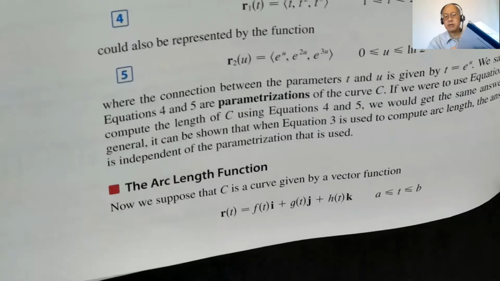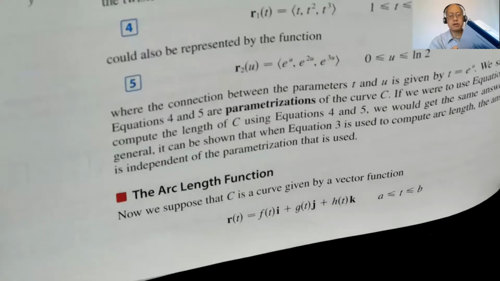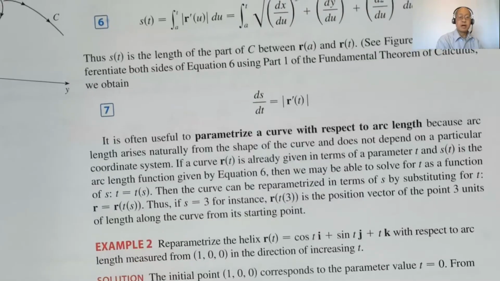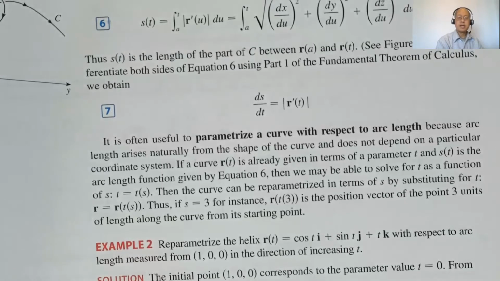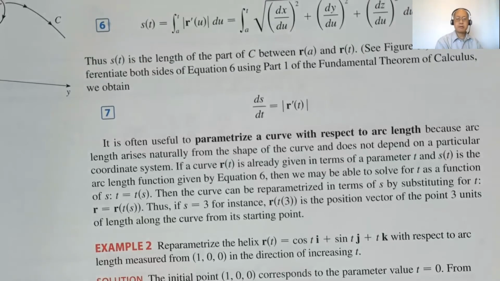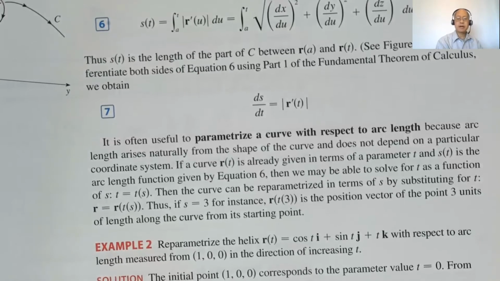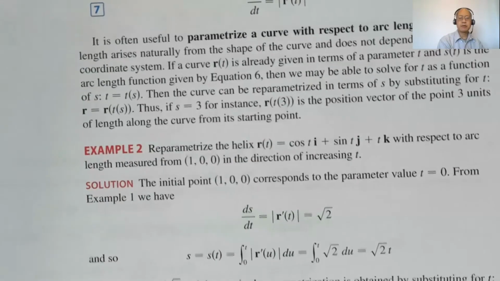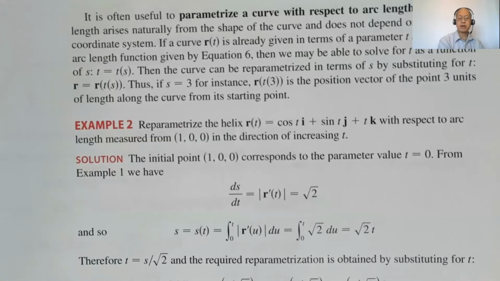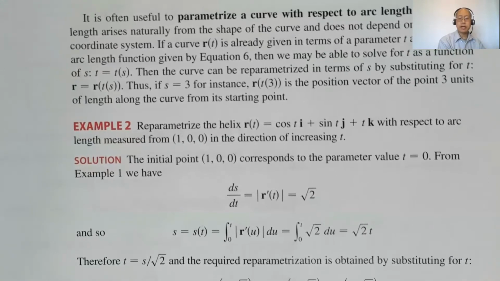Sometimes we have occasion to do something called an arc length function, and I'll show you when that happens. Okay, but on page 863, after number 7, ds dt is equal to magnitude of r prime t. It is often useful to parameterize a curve with respect to arc length, and I'll show you how to do that eventually, but they give you an example there. Okay, where instead of having a function of t, you have a function of s. And so you just need a relation between the two.